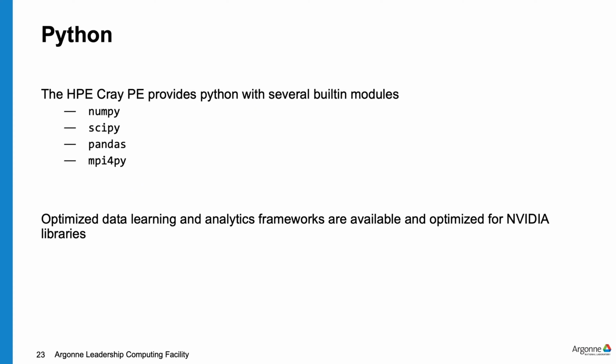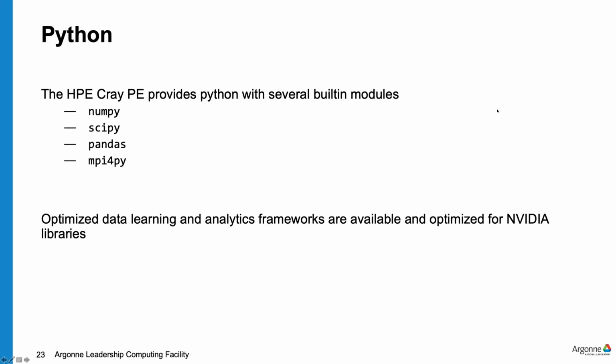So HPE, the default Cray programming environment, provides Python with several built-in modules, which are very useful by default. Things you're going to want like NumPy and SciPy and Pandas. And then the very important mpi4py, which is very important for running on a system at scale.